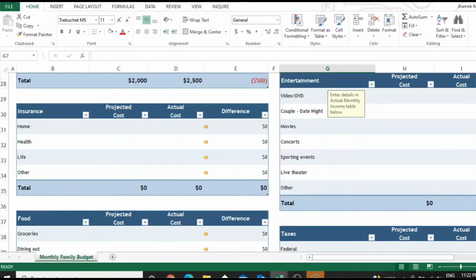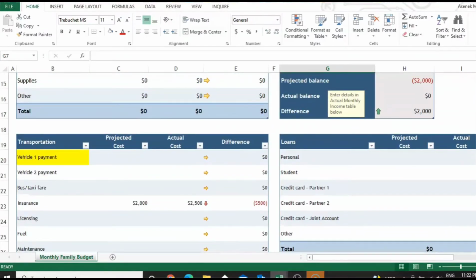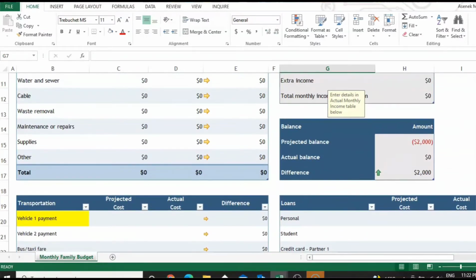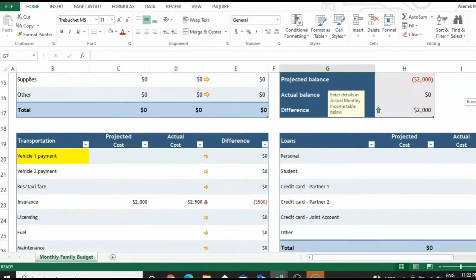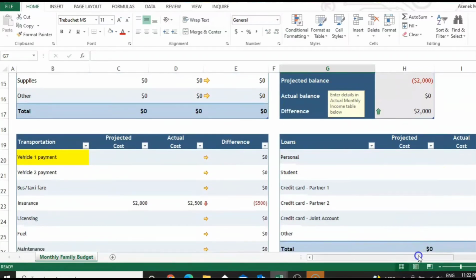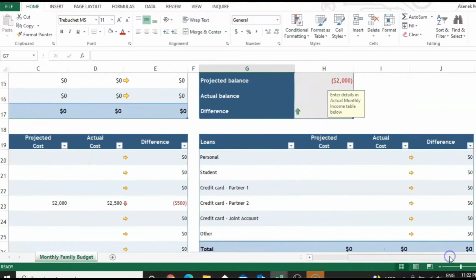I'll go back to the top and we have more categories here for you. Under this other category, we will have loans. So this category is for people who are trying to pay off their loan. You can enter an amount that you aim to pay every month, say for personal loans, student loans, or credit cards. If you have more than one credit card, you have the option of entering that under maybe your partner's credit card, your credit card, or the joint credit card.